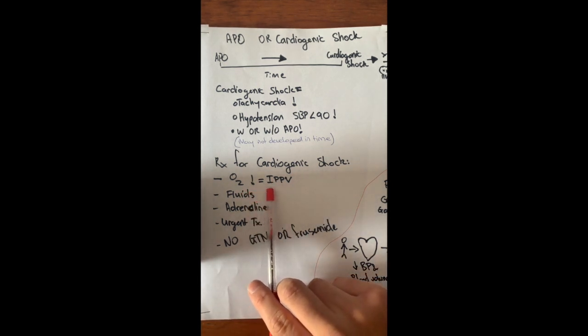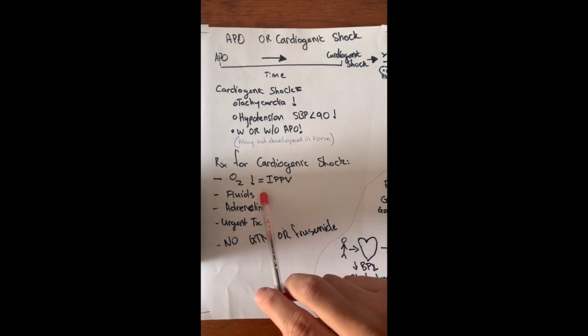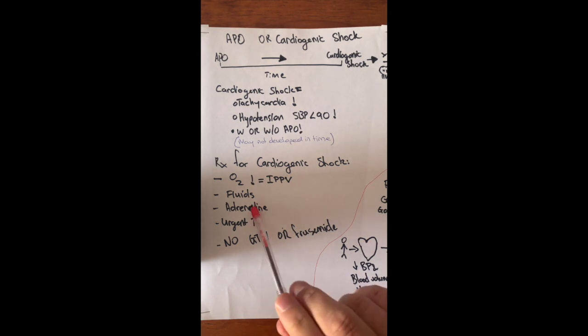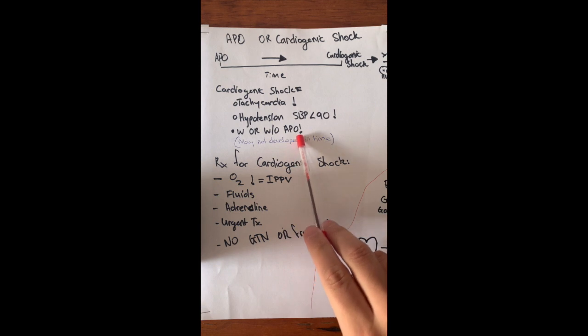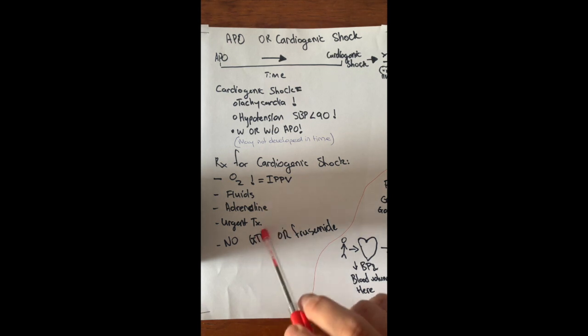Treatment for cardiogenic shock. So they need oxygen, same as APO. Fluids though, they need fluids, which isn't indicated in APO. Fluids here, more a conservative approach. They are in shock, so I believe the fluids algorithm is 20 mils per kilo, but correct me if I'm wrong. But a conservative fluid approach. Adrenaline, so if these patients are very hemodynamically unstable, an adrenaline infusion is indicated in New South Wales Ambulance. Urgent transport, don't mess around on scene with these patients.